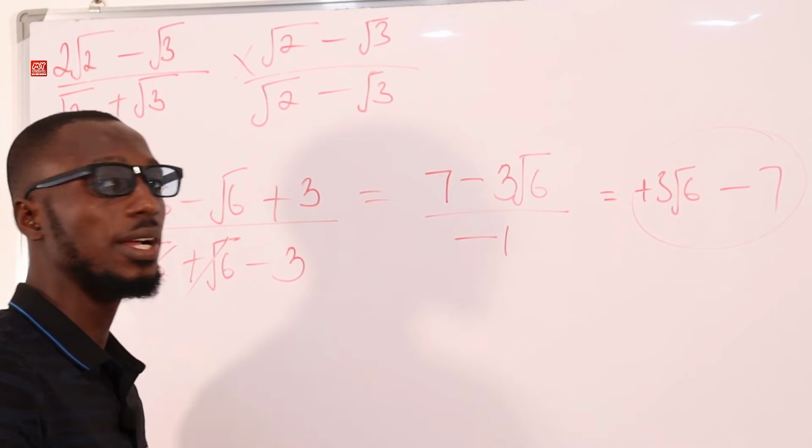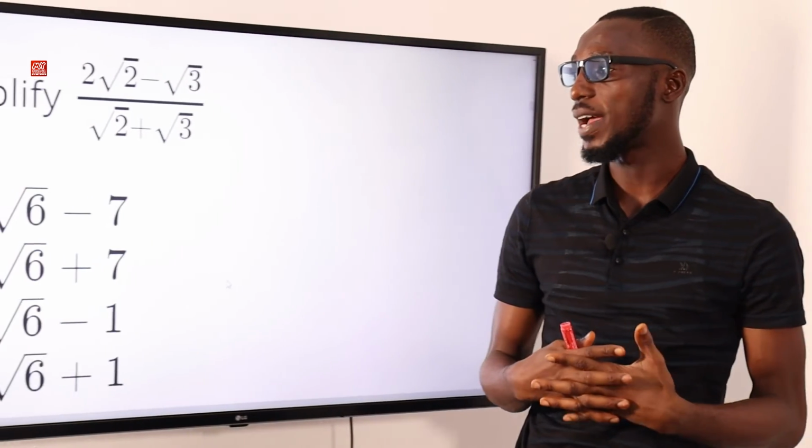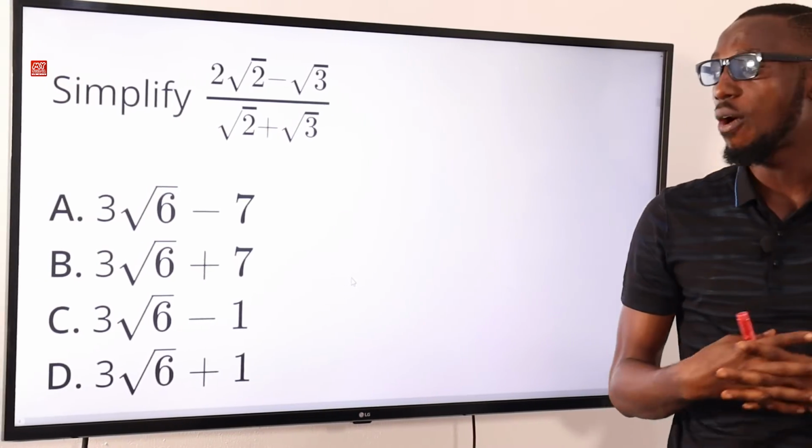Okay, so join me, let's go back to the screen to pull out the correct option. 3 root 6 minus 7. Okay, so where do we find that? We find that in option A.